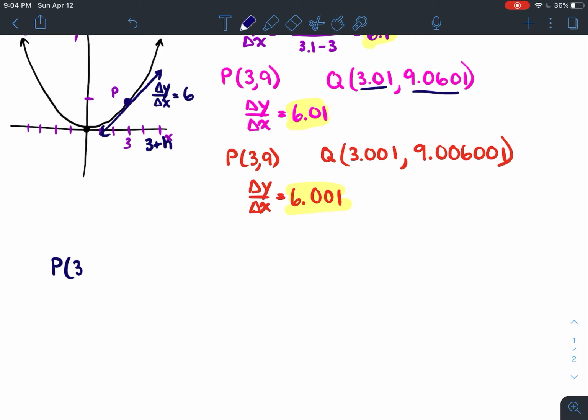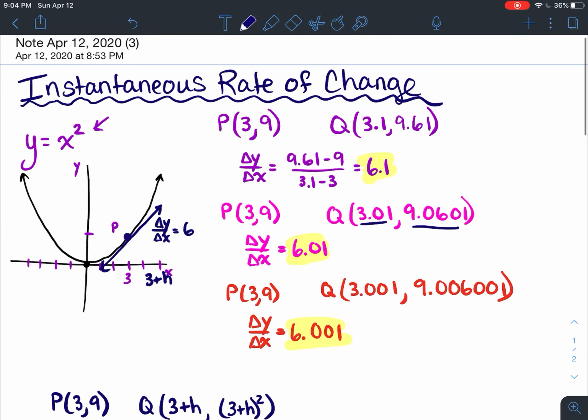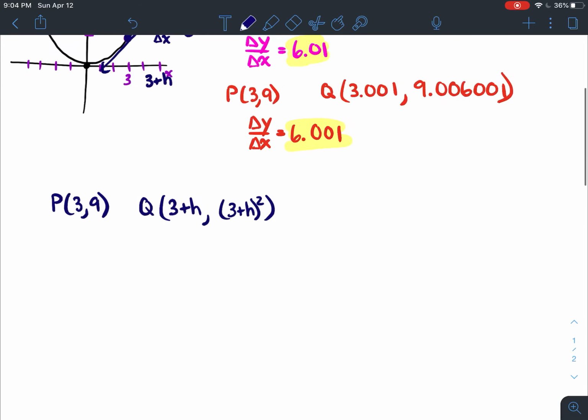Okay, so let's say we have the point P at (3, 9), and we're also going to pick a point Q. I'm going to say Q is going to be 3 plus h, some random amount. Like it could be 3 plus 0.00000001. And then our y value is going to be whatever (3 plus h) squared is. Since the equation is y equals x squared, to get the y value, we just square x, which is (3 plus h) squared. Now we're trying to find the rate of change between those 2 points.